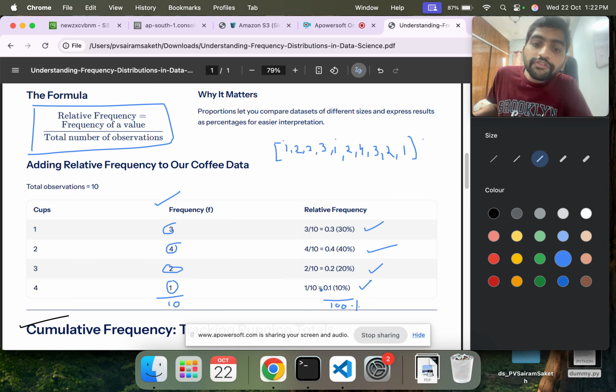If your value is not coming to 100%, let's say 110% or 120% is coming, it means somewhere your calculations have gone wrong. So it should always come as 100 percent.